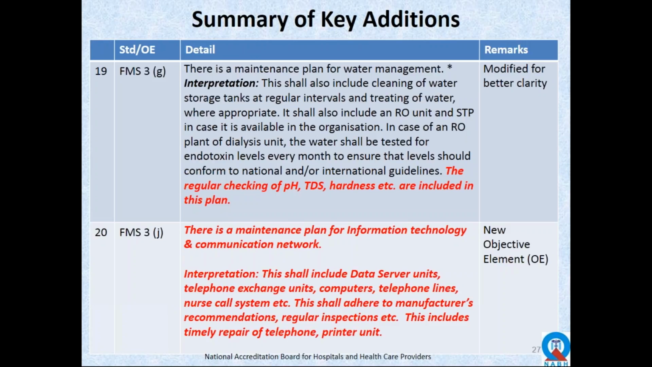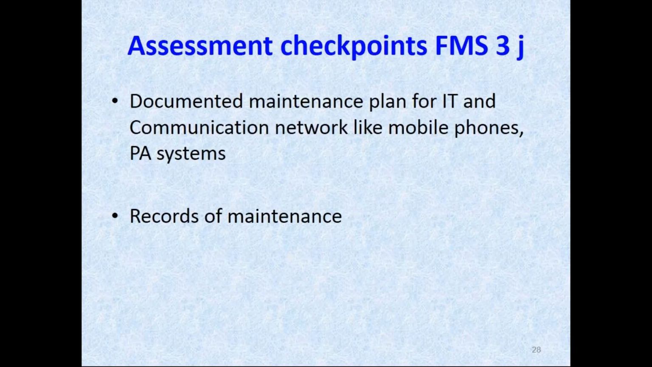Assessment checkpoints for FMS 3J, look into the documented maintenance plan, the preventive as well as breakdown maintenance plan for the IT and communication network, like the mobile phones and the PA systems, other hardware and peripherals. Also look at the records of maintenance, whether the complaints of IT and communication networks have been handled in time or not, whether the preventive maintenance has actually been done in time or not. These are some of the things that we need to review during assessment for the IT and communication network maintenance.